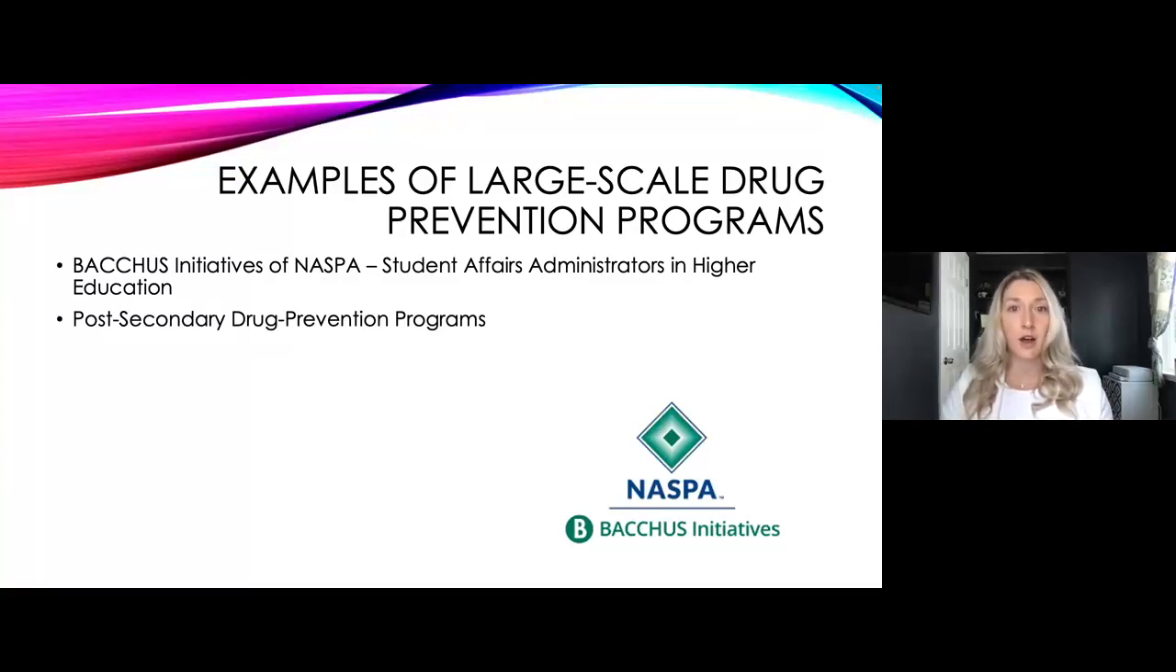Also offering alternative alcohol-free events on campus, and again, removing those alcohol advertisements from campuses.